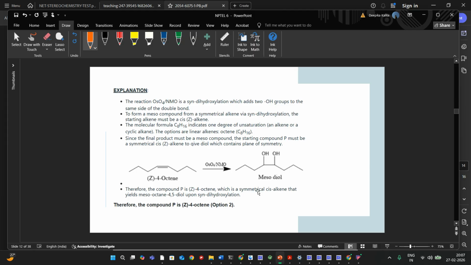And since the molecular formula of the alkene is already given, you can, in the first place, rule out the options which have 3-octene. Okay, so it will be either E-4-octene or Z-4-octene. Since the product is given as meso diol, you have to choose the option where it is given Z-4-octene, because E-4-octene is going to give us a racemic mixture.